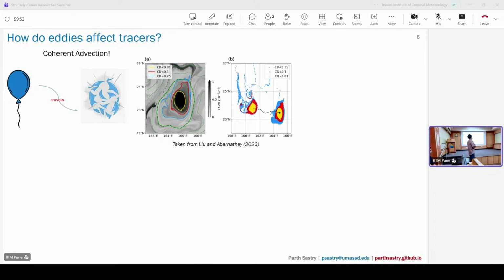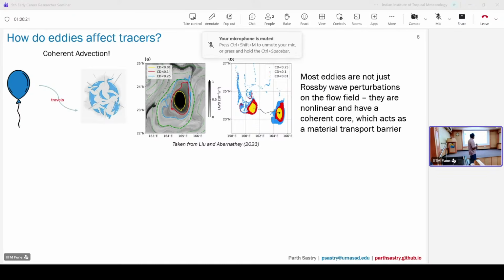This is a sort of recent development in the field. Sort of started by George Haller's paper on Lagrangian structures in 2014. But this figure is taken from Liu and Abernathy in 2023, and you can see that as the eddy drifts westward, a large portion of the water mass inside that eddy is coherently transported along with the eddy. And really, this sort of phenomenon is limited to the core of the eddy, so the core is much more coherent than the edges. But this is the central idea behind coherent advection.